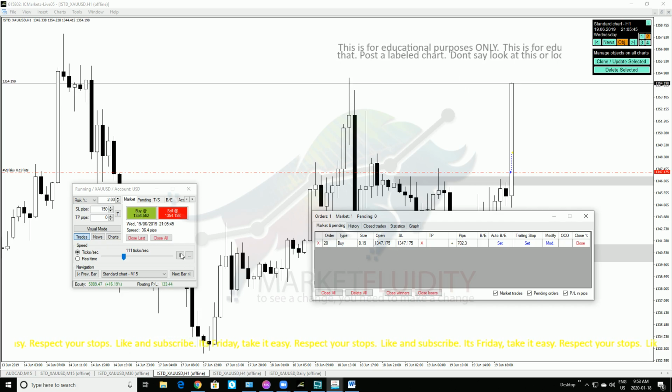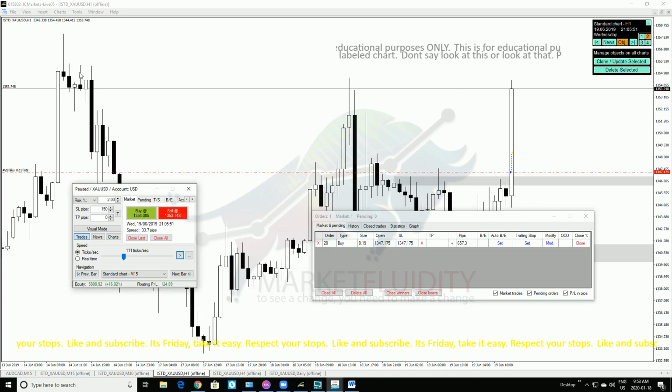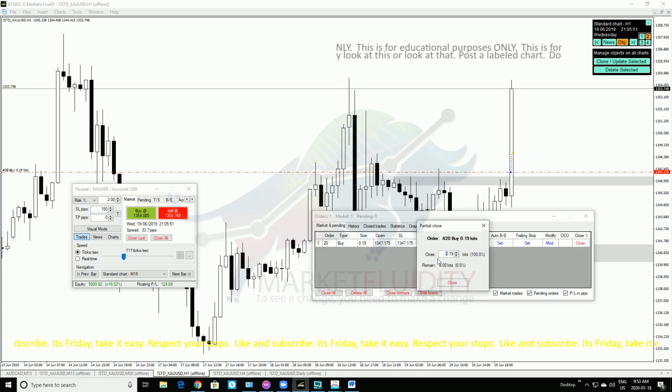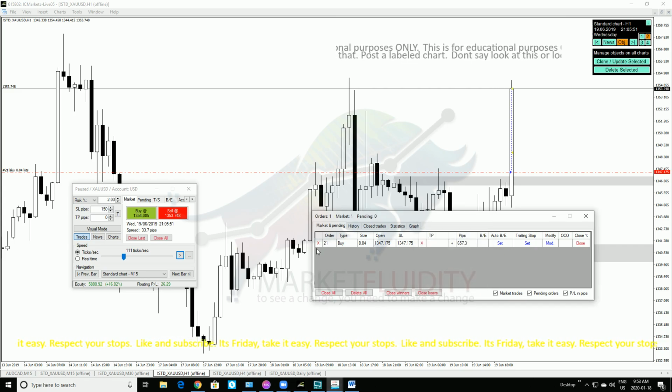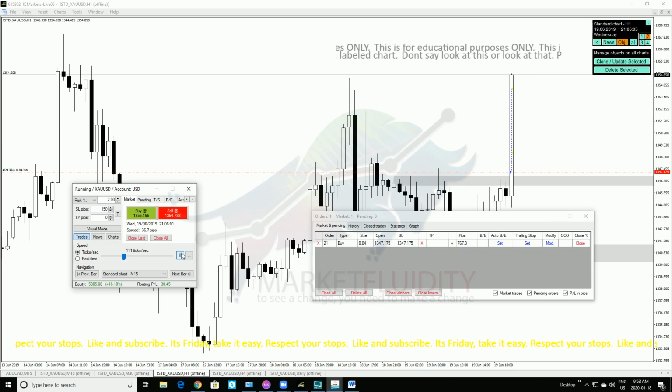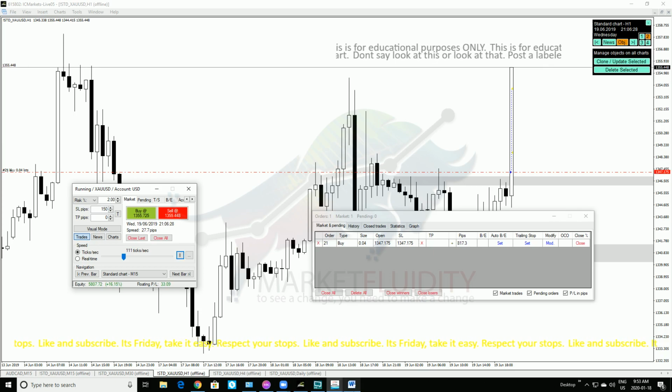So now, since price is tapping into this zone here, you see there's resistance here, price rejected some areas over here. So what we're going to do is close more partials, right? And now we have a runner, and this runner can run wherever it wants to run.